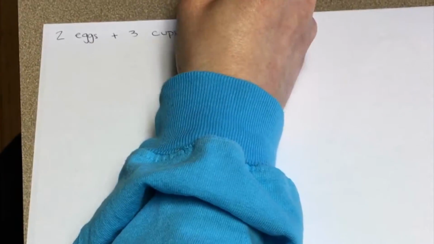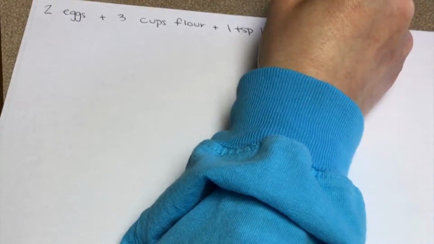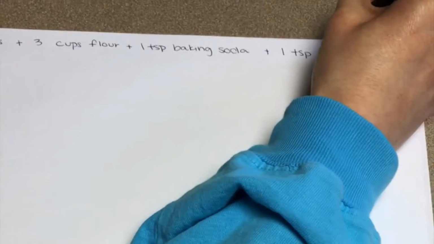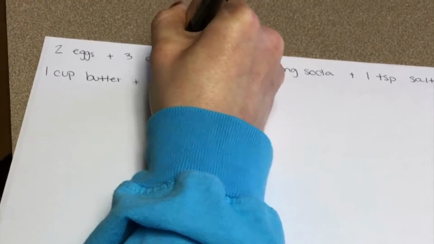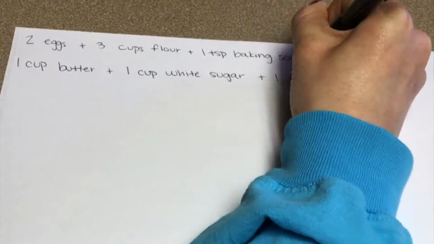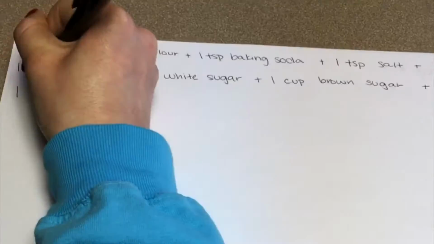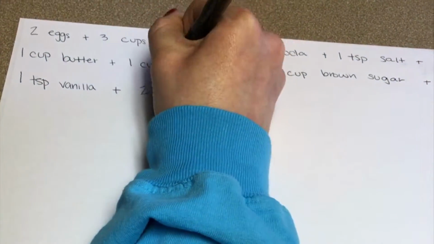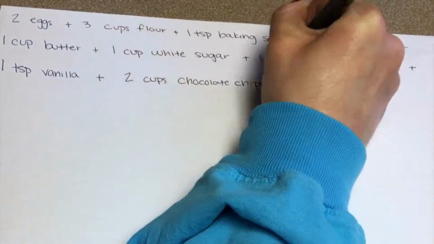First, let's start with the recipe. The ingredients, or reactants, are 2 eggs, 3 cups of flour, 1 teaspoon baking soda, 1 teaspoon salt, 1 cup of butter, 1 cup of white sugar, 1 cup of brown sugar, 1 teaspoon vanilla, and 2 cups of chocolate chips. These are all mixed together to produce cookies!